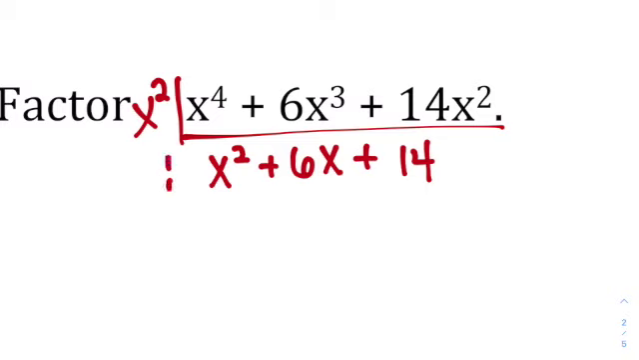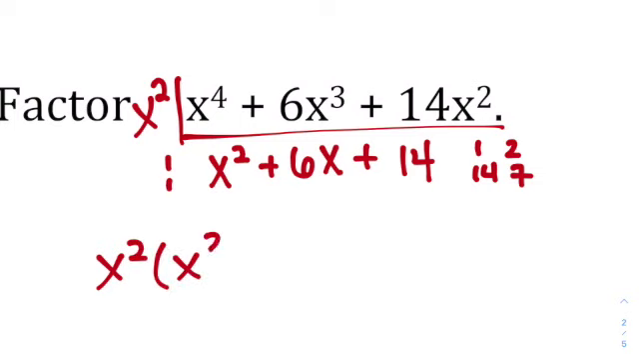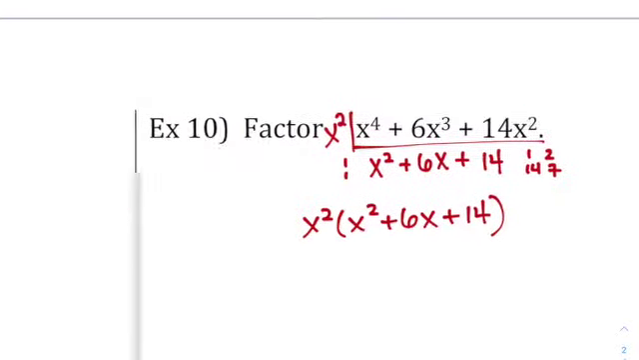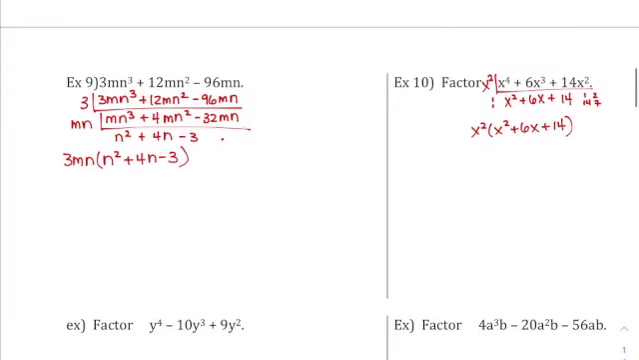So it's 1 and 1, and this is 1 and 14, 2 and 7. That's still not going to be working. So therefore, it's going to be x squared times x squared plus 6x plus 14. And you are done. Next one, you are going to check again.